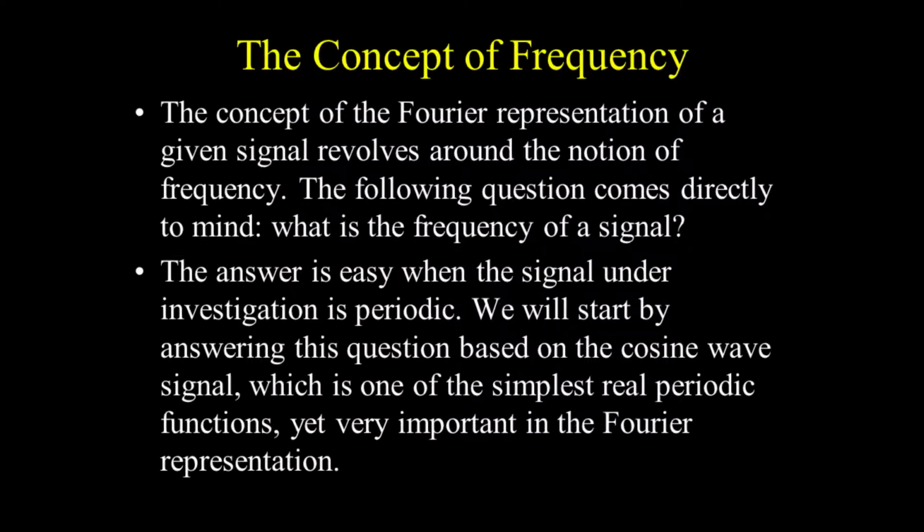The concept of Fourier representation of a given signal revolves around the notion of frequency. The following question comes directly to mind: what is the frequency of a signal? The answer is easy when the signal under investigation is periodic. We will start by answering this question based on the cosine wave signal, which is one of the simplest real periodic functions, yet very important in the Fourier representation.